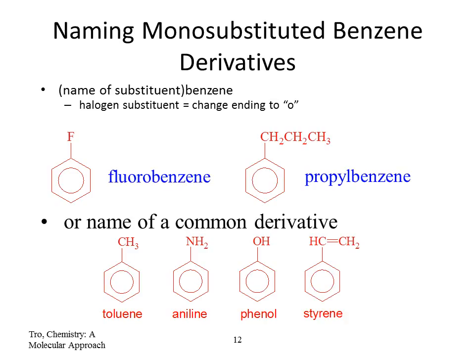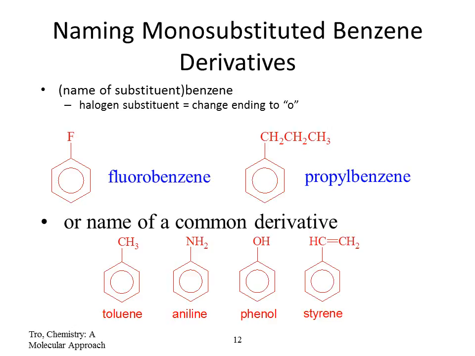Okay, now we'll see how we name benzene derivatives. First of all, when you are naming benzene, if you have a substituent, we just name that substituent and write benzene. For example, if it's a halogen, we write the name, like fluorine, but you have to put an O, fluoro. For halogen substitution, we write it with an O. So it's fluorobenzene. If it's a chlorine, chlorobenzene. If it's a bromine, bromobenzene.